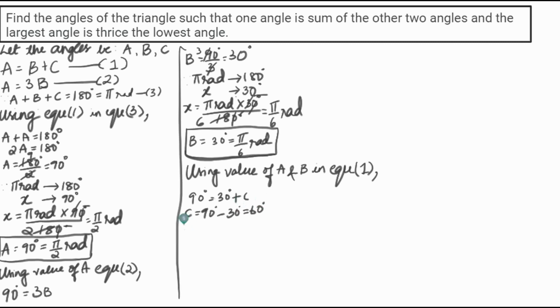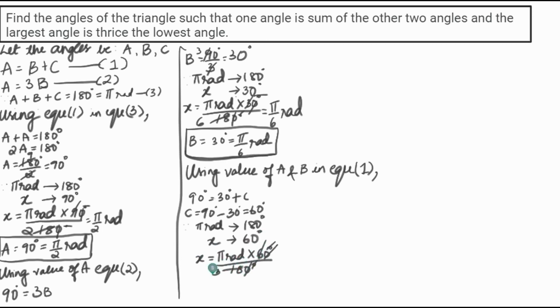In terms of radians, pi radians is equal to 180 degrees. Therefore, how much is 60 degrees in radians? So I'm using the previous technique. X is equal to pi radians into 60 degrees divided by 180 degrees. So degree unit and degree unit cancel out each other. 0 and 0 cancel out each other. 6 into 3 is 18.